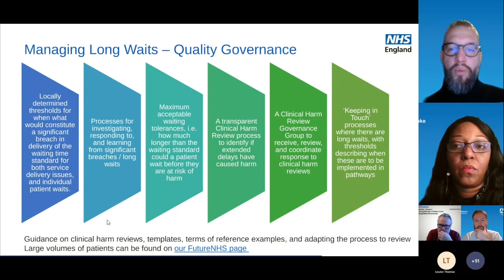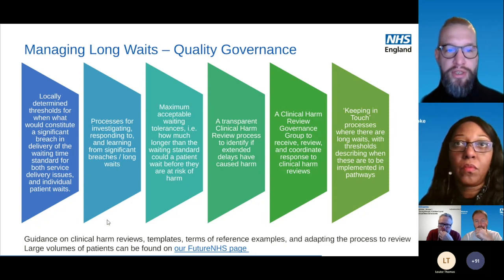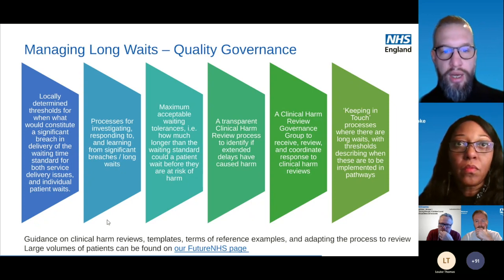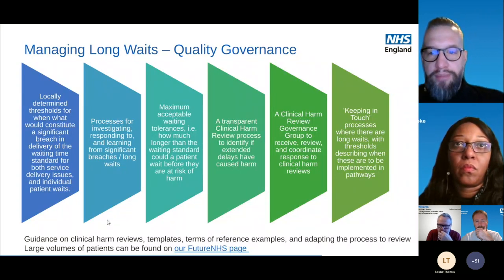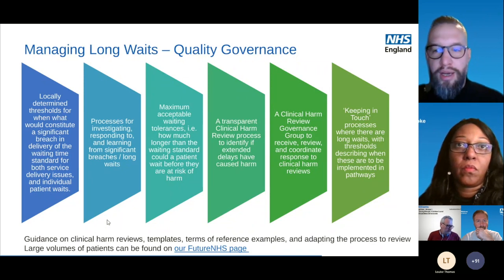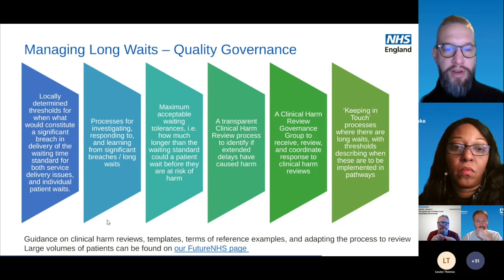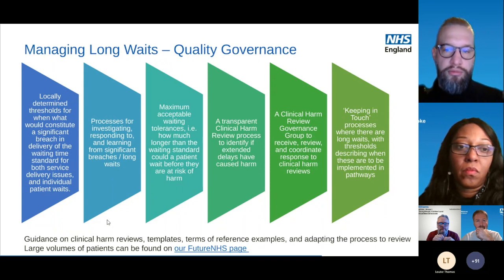Thirdly, you'll need to have a defined maximum acceptable waiting tolerance. So, how much longer than the waiting time standard could a patient wait before they are at risk of harm? This is the point at which you would need to undertake a clinical harm review. So it's likely to vary from pathway to pathway. For example, a patient who has breached a waiting time of 72 hours by 24 hours is probably of greater concern than a patient who has breached a 28-day waiting time standard by 24 hours. So you need a clinical harm review trigger.